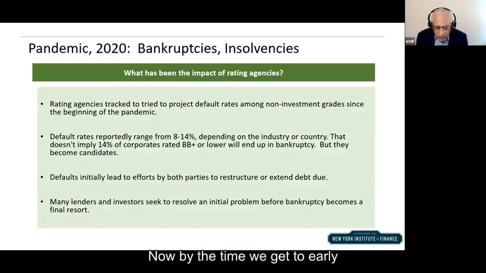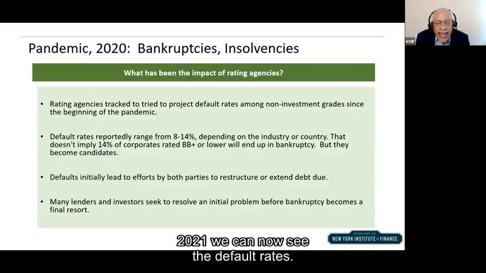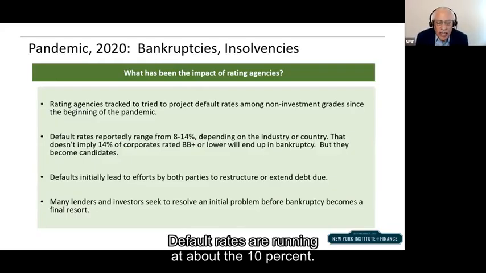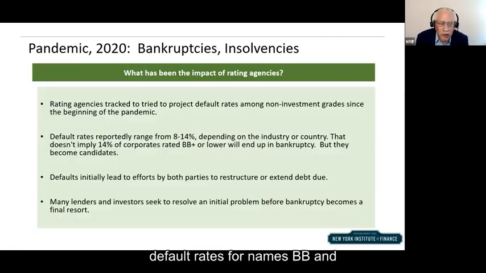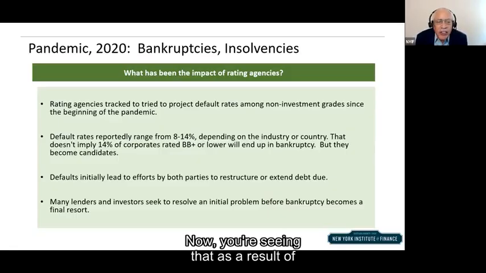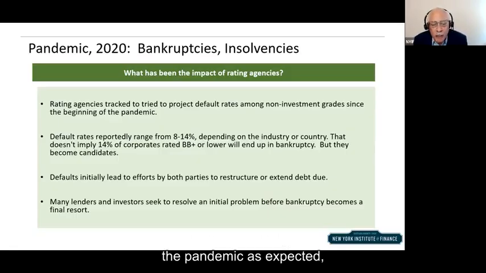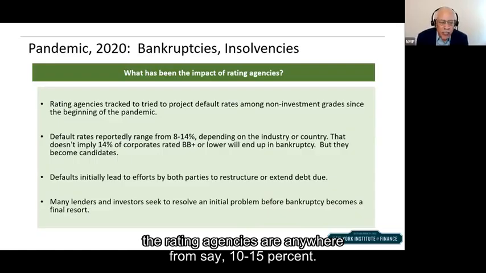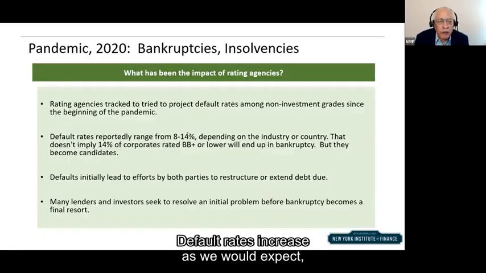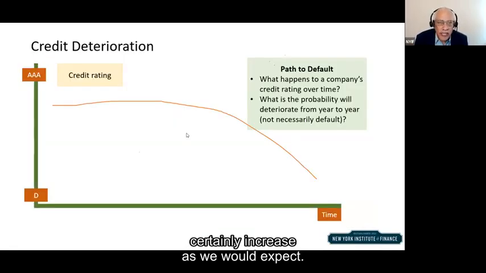So now by the time we get to early 2021, we can now see the default rates. And so default rates are kind of running at about that 10%. Remember, we had seen that between 2015 and 2019, default rates for names BB, BBB, and investment grade were running less than 5%. Now you're seeing that as a result of the pandemic, as expected, we're seeing default rates, based on the reports from the rating agencies, of anywhere from say 10 to 15%. So default rates increase as we would expect.